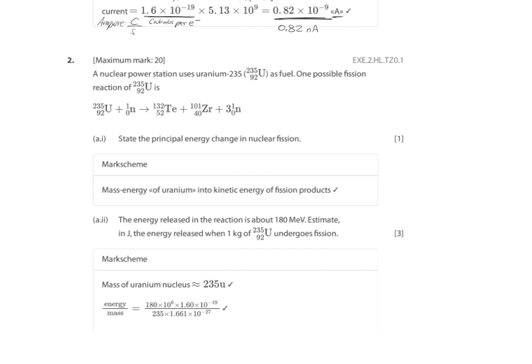So state the principal energy change in nuclear fission. The mass energy that's in the uranium goes into the kinetic energy of the fission products. I think that's just not much more to say about that. And then part A2. Energy released in reaction is about 180 megaelectron volts. Estimate in joules the energy released when a kilogram of uranium-235 undergoes fission. And we know that the mass of the uranium nucleus is 235 universal mass units because it's 235 nucleons.